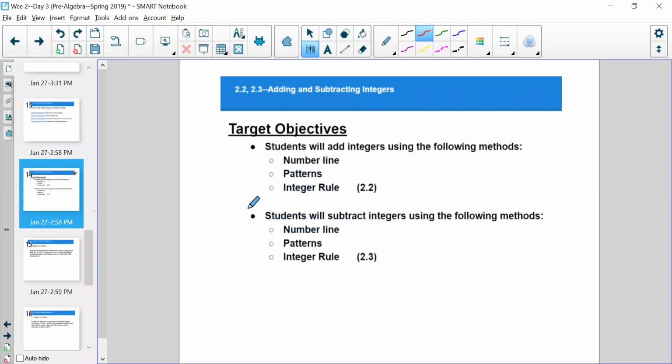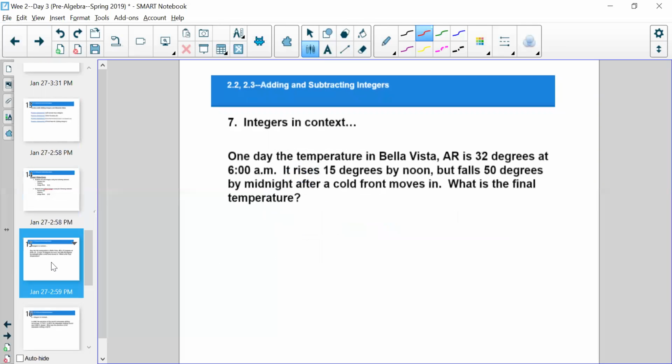So then the next one we'll look at is when we're subtracting integers. So we want to look at patterns and our rules. And so here we've got the temperature in Bella Vista is 32 degrees at 6 a.m. and it rises 15 degrees by noon, but then it's going to fall 50 degrees. So we want to know, well, what's the final temperature? Okay, so we can think about it with order of operations. 32 plus 15, you're going to get 47. It's going to get up to 47, but then it's going to drop 50. So at some point, our final temperature would be 3 below.